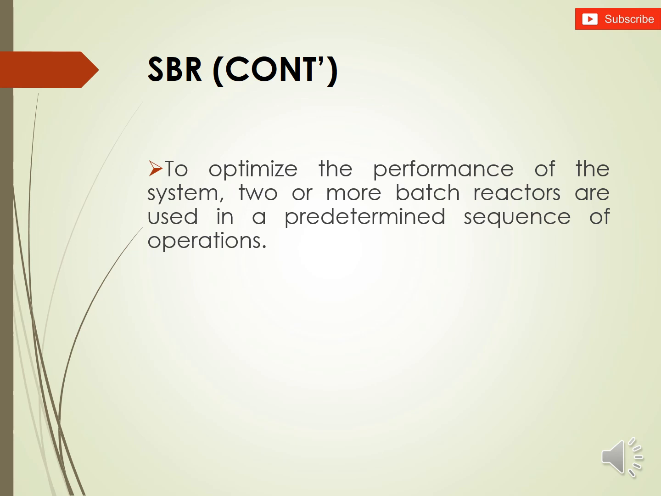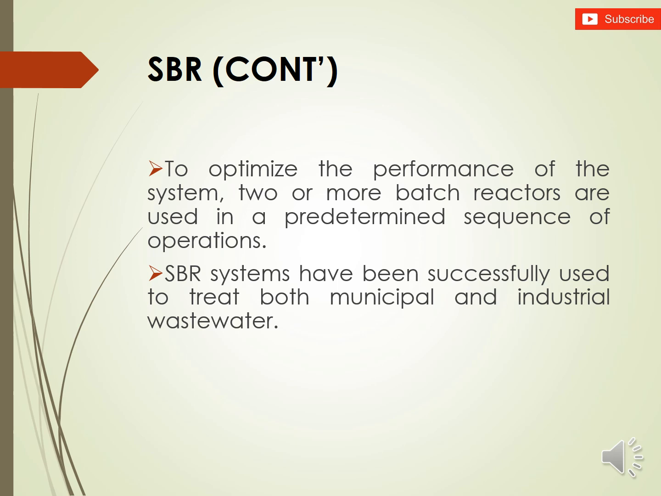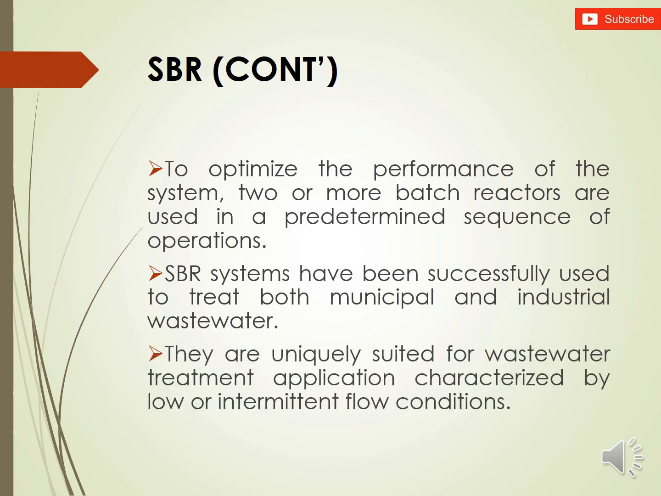So one unit operates, when it is closed, the wastewater will be flowed to the second one. When it is closed, the wastewater will be flowed to the third one, and so on, until the last one is operating or finished, so the first one is ready again, so it will receive the wastewater again, and so on. Of course it is successfully used for treating both municipal and industrial wastewater, and they are uniquely suited for low or intermittent flow conditions.